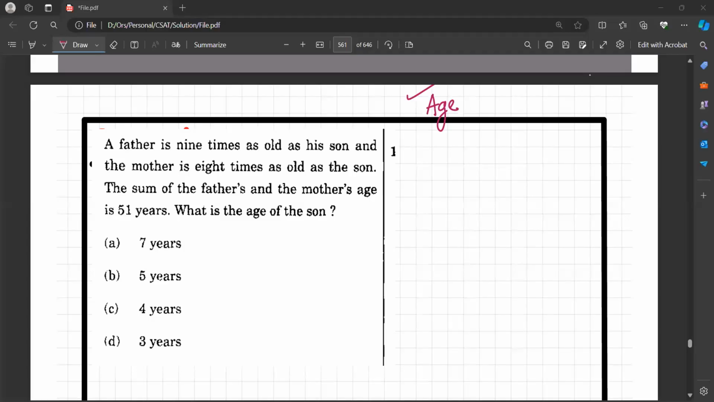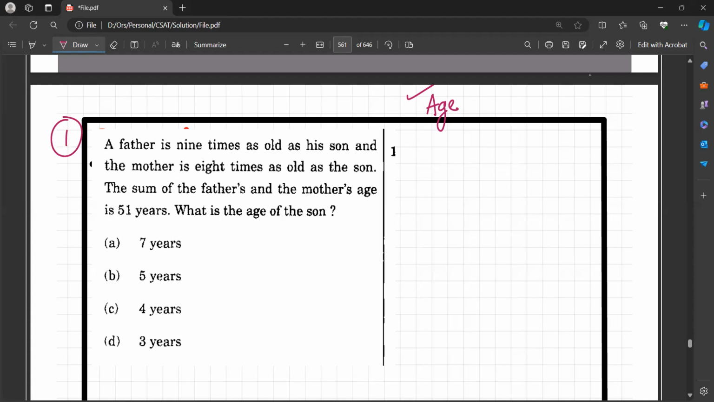Hello everyone, welcome to this new topic, that is age. Let us begin with question number one of the most important topic. Every year you get at least one question from age. Easy to concur. If you are thorough with system of linear equations, then you can handle this topic quite easily. Let us begin with question number one without any delay.